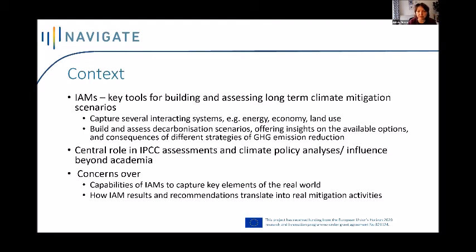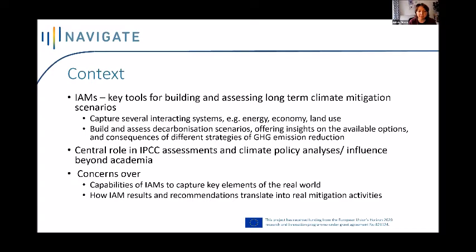Johannes already hinted that the IAMs have emerged as key tools for building and assessing long-term climate mitigation scenarios. They are complex and large models which capture several interacting systems, including energy, economy, and land use. They can build and analyze decarbonization pathways, providing insights on the available options and consequences of different strategies for greenhouse gas emission reduction. Analyses based on such models play a central role in IPCC assessments, as we have seen from Johannes's presentation, and also for other kinds of audiences like the NGFS or country-level analysis. So their influence is way beyond academia.